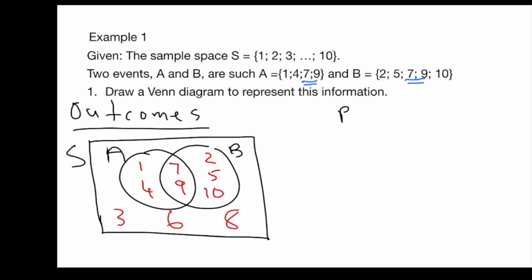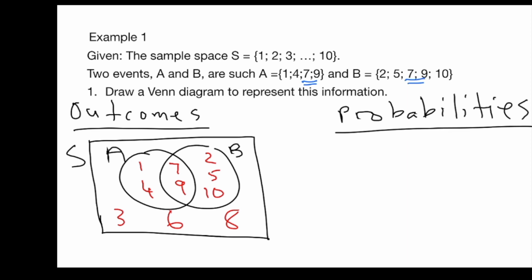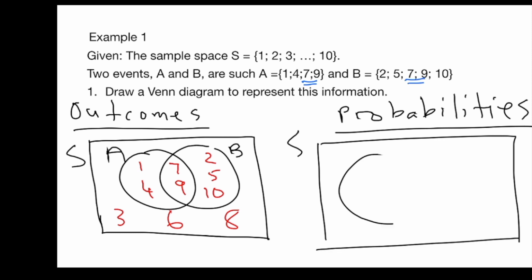I want to draw another Venn diagram, but this time I want it to show the probabilities, not the outcomes, but the probabilities. So you do the same thing, your sample space and your two events A and B. Right, so start with 7 and 9. So 7 and 9 are in the intersection. There are two numbers in the intersection.